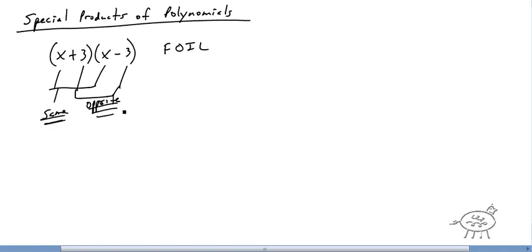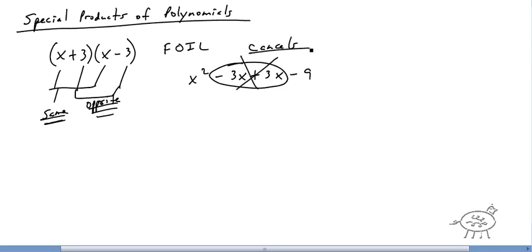All right. If I multiply this out, x times x is x squared. First, outer minus 3x, inner plus 3x, and last minus 9. Then you combine like terms. Negative 3x plus 3x is 0x, but don't write 0x. It cancels out. It's like saying 5 minus 5 is 0. You don't say 0x, it's just gone. So that cancels, and you have x squared minus 9.